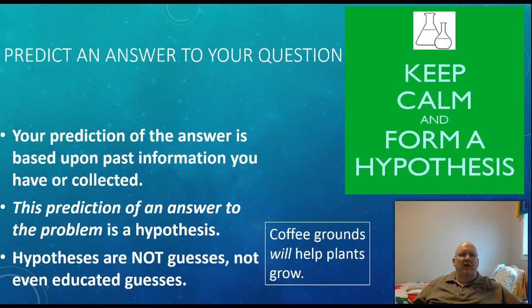All right, moving along. The next step in the scientific method is to try to predict what you think is going to happen. This is called a hypothesis. It's what you think is going to happen when you conduct your experiment, and it's based upon a little bit of research. So you don't go into the experiment blindly. You've at least looked up any relevant information about this. So it's the prediction of your answer to the problem, and they're not guesses.